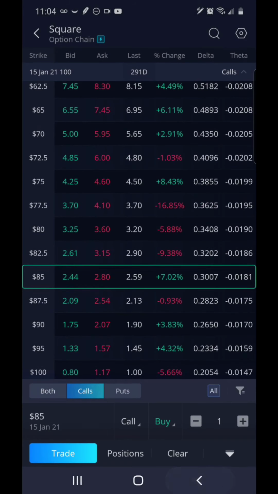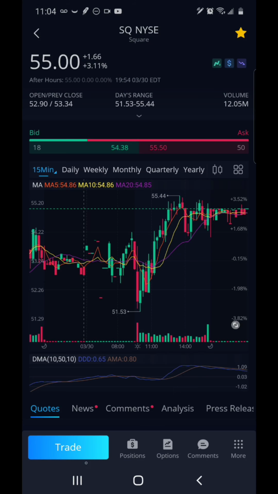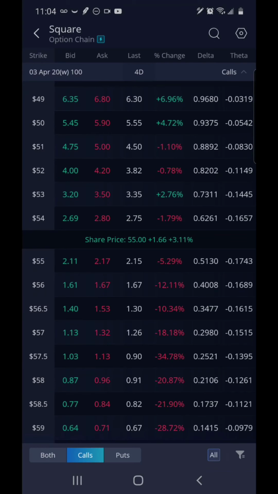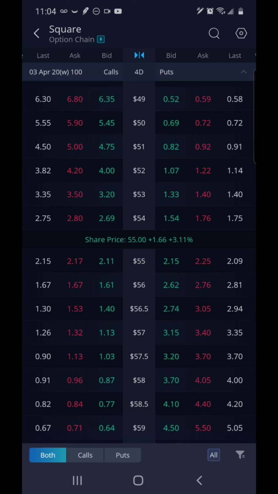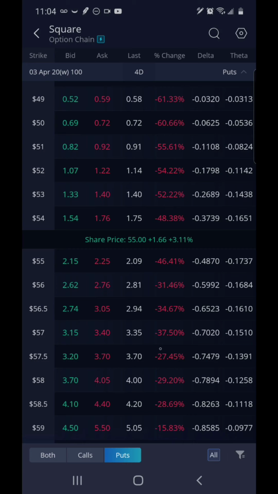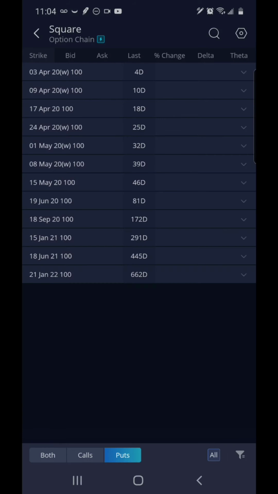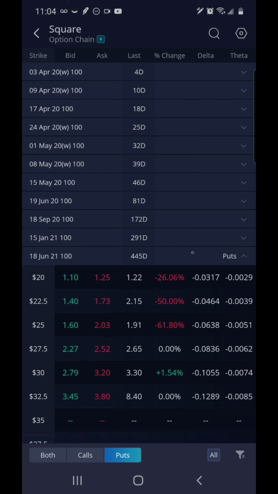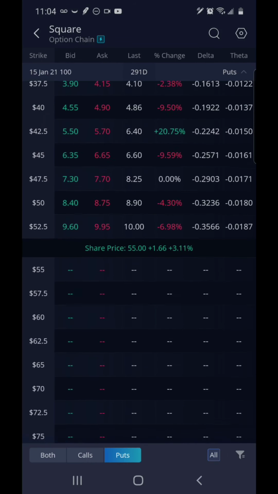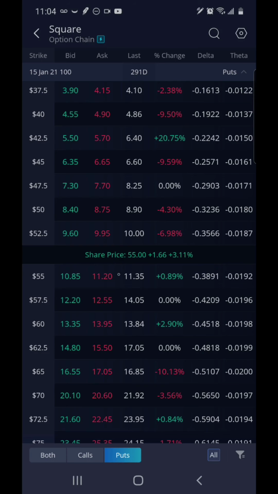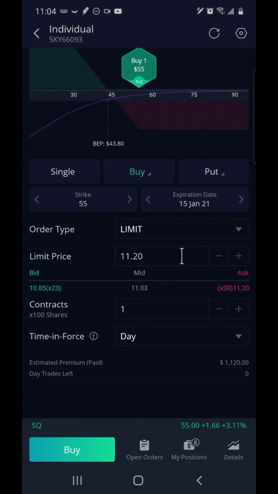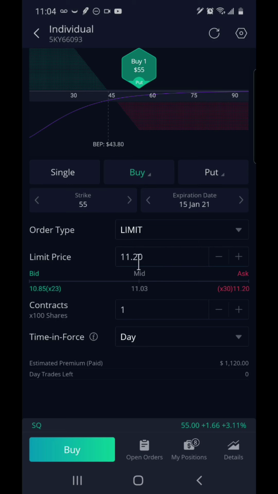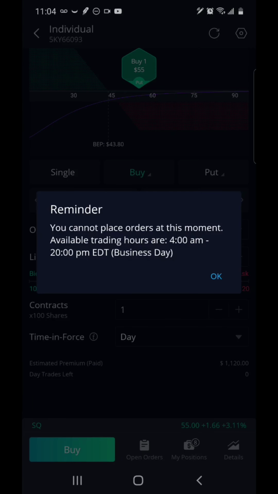So in Webull, we will come down to the bottom here. Let's see, click on options, select puts. You can look at both of them at the same time, but if that confuses you, you can just select puts. And then I'm going to select the same expiration date. And we're going to select the $55 put, which is right here. So you're going to click on the ask price, 11.20, trade. You can adjust the limit price, number of contracts, and hit buy.